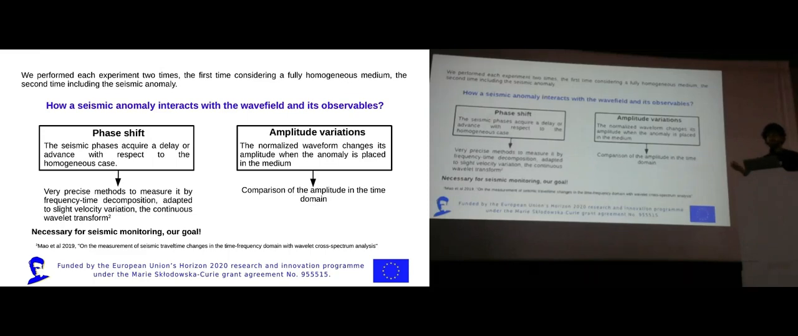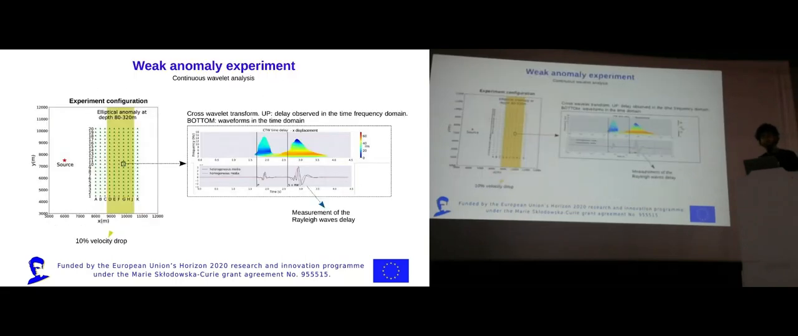So since we will work on noise velocity monitoring, we focused on the phase shift. And we have a really precise method to measure the phase shift by frequency time decomposition, which is the wavelet transform. So here we can see the settings of the main experiment that we did. On the left, we can see the configuration, the source, the seismic array, and the elliptical anomaly, which was beneath the seismic array, where the velocity drops by 10%.